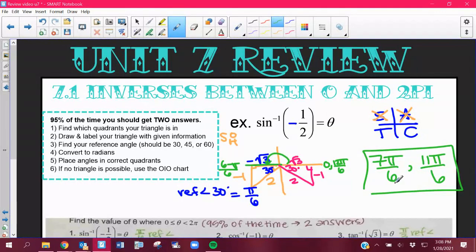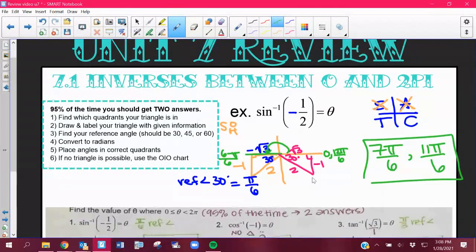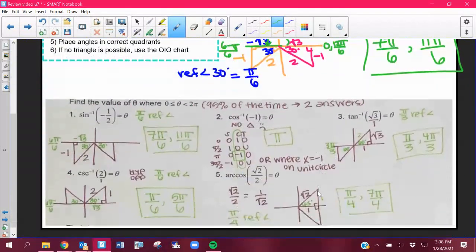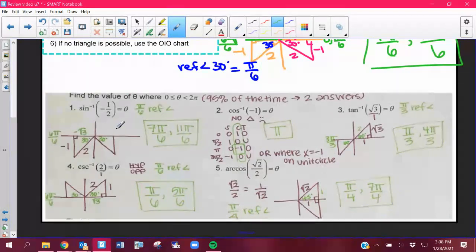And again, once you start seeing these numbers again and again, maybe you'll start to recognize them, but your angles for these answers don't ever simplify. So if you get something like 9 pi over 6, that would simplify down. That wouldn't be an angle on my unit circle. So just be careful of that. Again, there are more practice problems on the review right here.